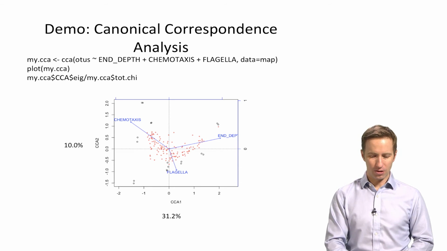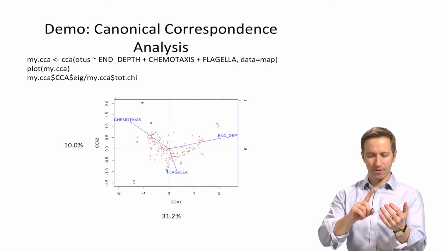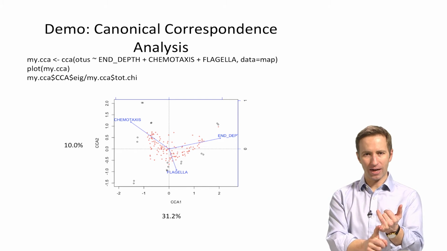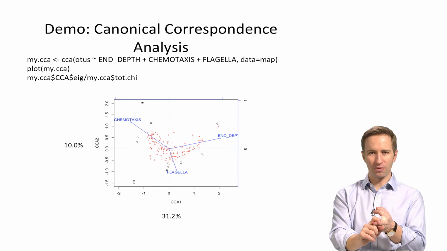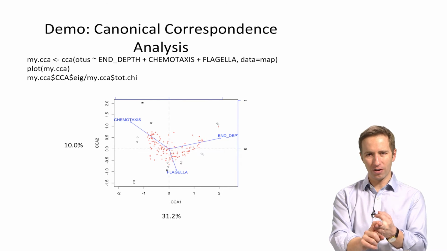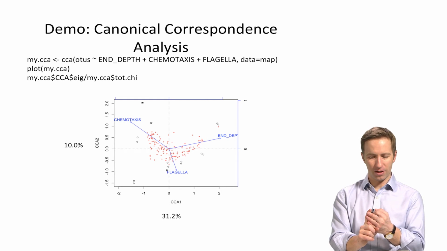So that's what we call a triplot. We've got the species in black, the samples in black, the species in red, and the contributions of the environmental variables to the species, the sample scores in the arrows.